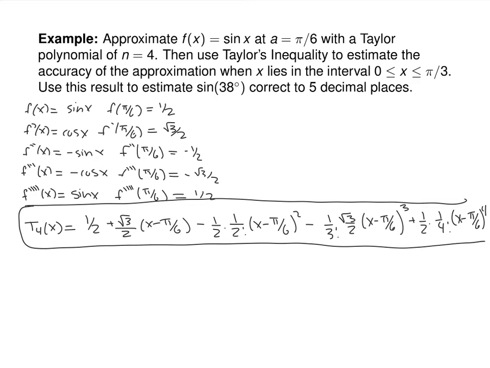All right, let's estimate the accuracy of this approximation. Using Taylor's inequality, we know that the remainder for this Taylor approximation is less than or equal to M over 5 factorial times |x minus pi/6| to the fifth, where the absolute value of the fifth derivative is less than or equal to some M. So first, let's figure out that M.